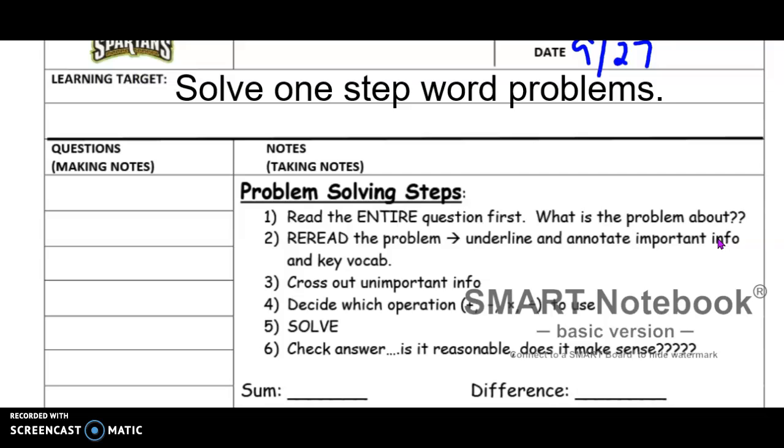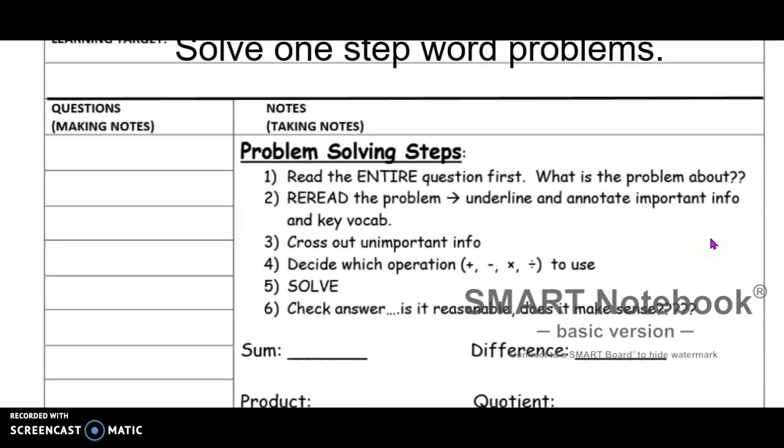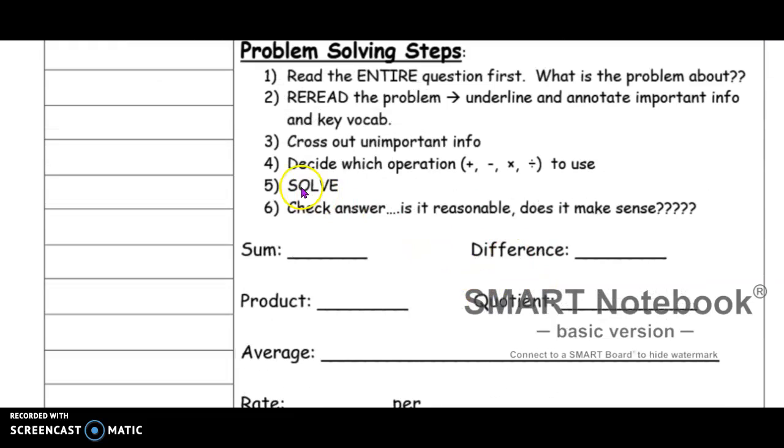We want to make sure that we're reading the entire question first, trying to think about what the question is about, and then reread the problem. And when you're doing the reread, underline and annotate important information and key vocabulary. You can cross out anything that's unimportant, and you want to decide which operation to use. Is it addition, subtraction, multiplication, or division? And then you're going to solve it. And then when you've solved it, you want to make sure you're checking your answer. Is it reasonable? Does it make sense?